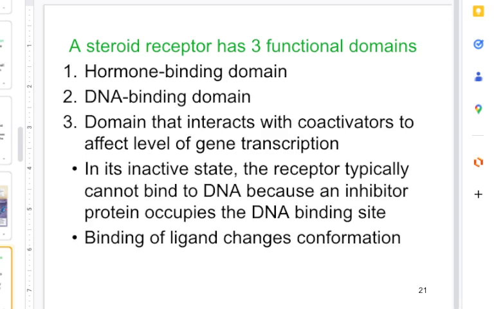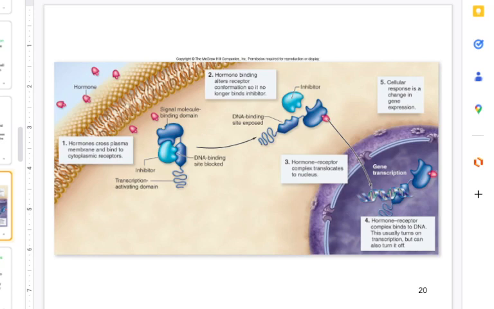Binding of a ligand changes the conformation of this complex and therefore has an increased ability to bind to that DNA binding site. So now, because of this hormone coming into the cell, it caused a reaction to happen where basically it unlocked the complex, and the inhibitor is no longer blocking the DNA binding site and has an easier ability to go into the nucleus and have a greater influence on gene expression.